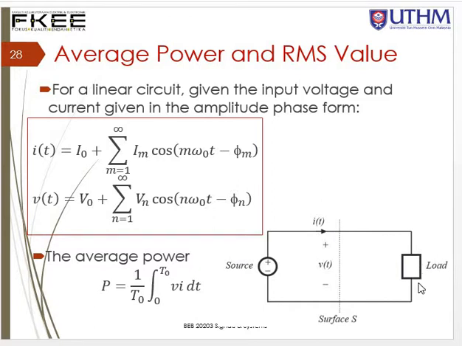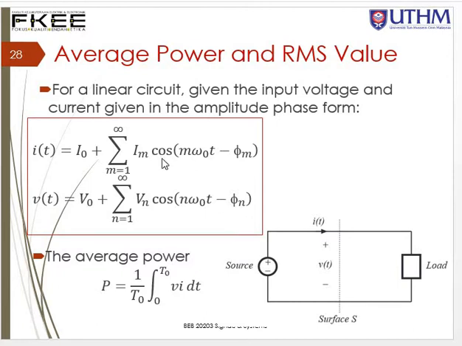If the source output is independent and significant, then v(t) and i(t) both depend on the characteristics of the source and the load. If v(t) and i(t) are periodic, then they may be expressed as a Fourier series like this: i(t) equals I naught plus the summation from m equals 1 to infinity of Im cos(m omega naught t minus phase m), and v(t) equals V naught plus the summation from n equals 1 to infinity of Vn cos(n omega naught t minus phase n).